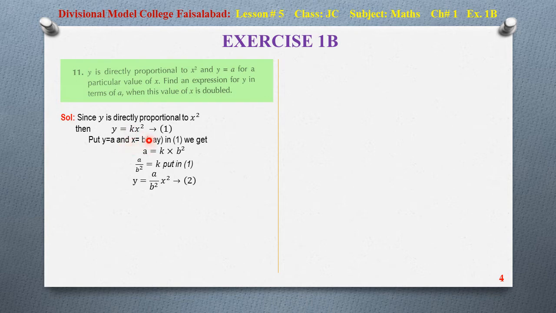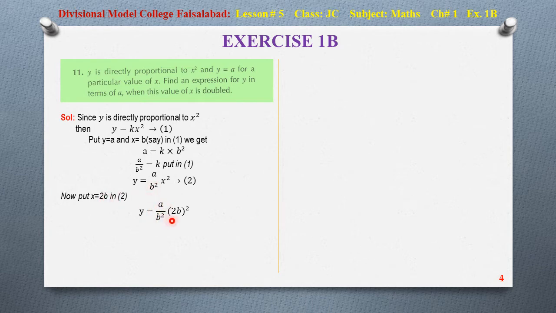Now the value of x is given. You are asked to find the value of x. What is the value of x? It is double the initial value which you have put in equation number 1. Now we will put x is equal to 2b in this equation and simplify.